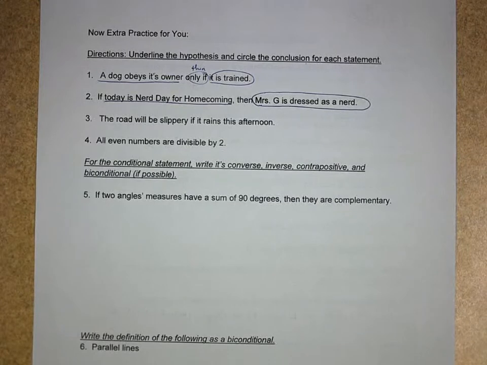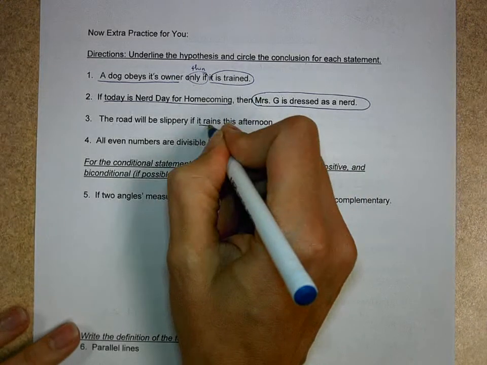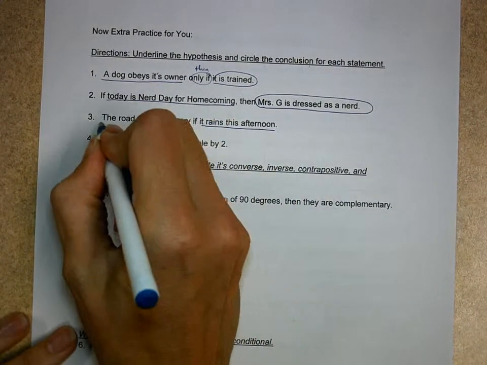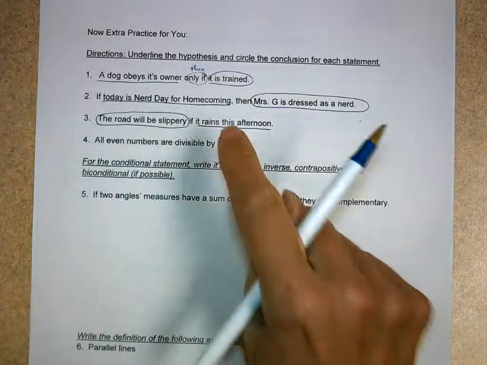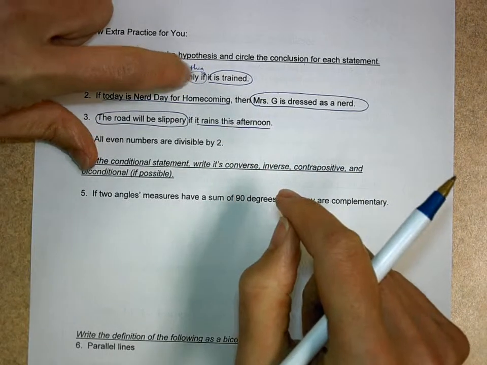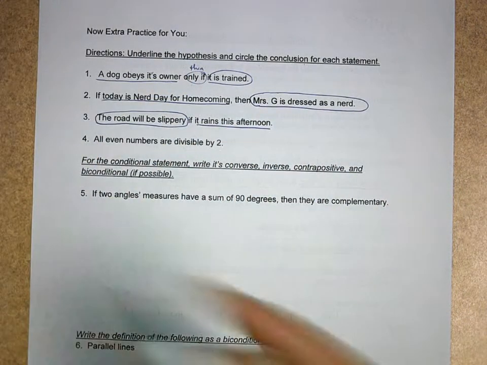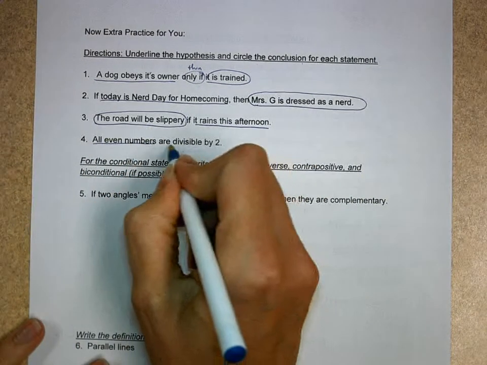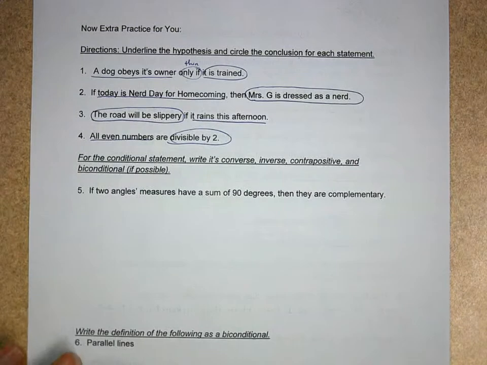Now, the next one: the road will be slippery if it rains this afternoon. Well, here's your hypothesis: if it rains this afternoon, and the road will be slippery. Now notice the only difference: only if totally changes the meaning compared to if, so be careful. All even numbers are divisible by 2. So there is my hypothesis, and divisible by 2 is your conclusion.